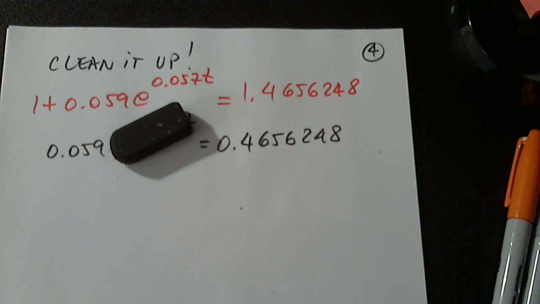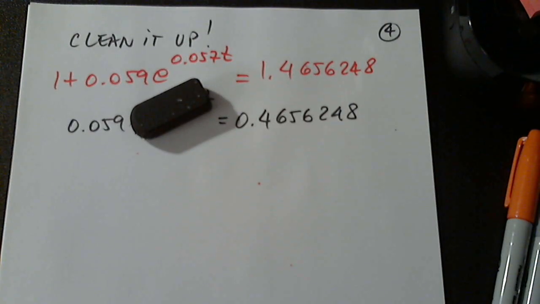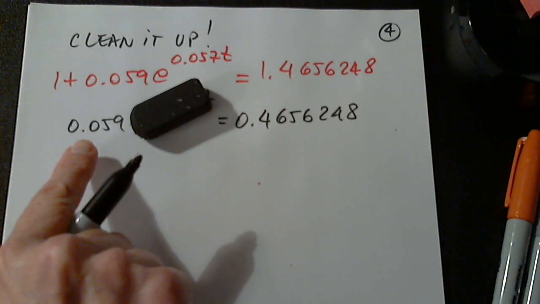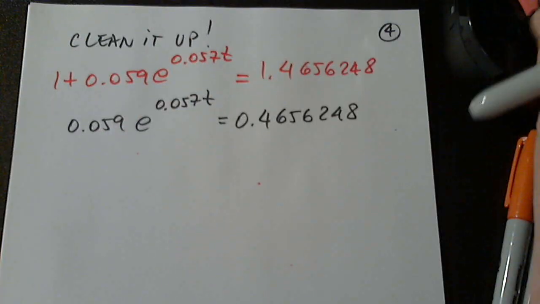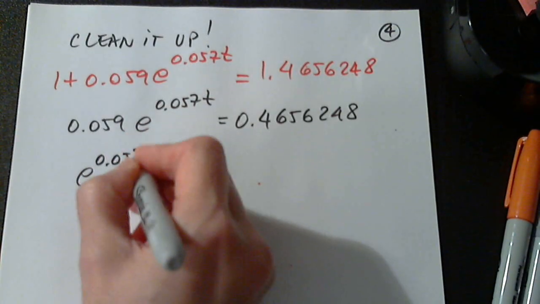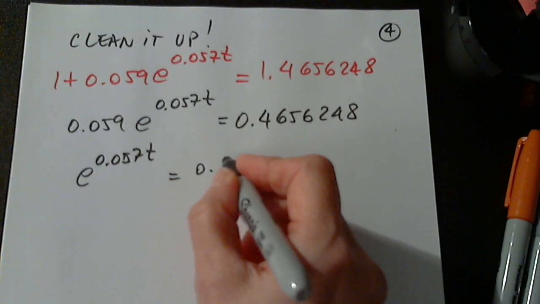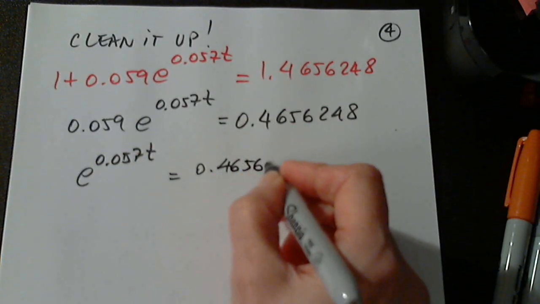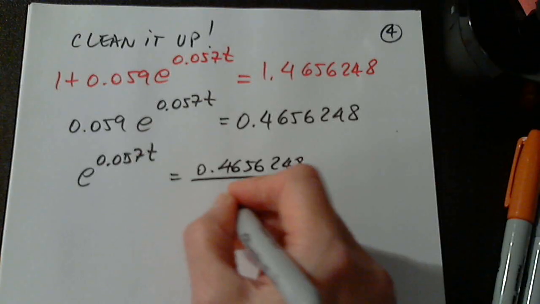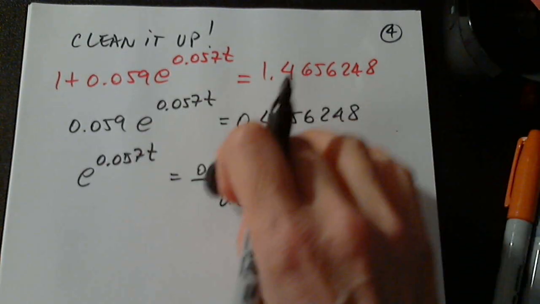This is my target. Anyone else? Give it a shot, please. You divide it by that number. Exactly. So we have e to 0.057t equals 0.4656248 divided by 0.059. I don't care for this number.